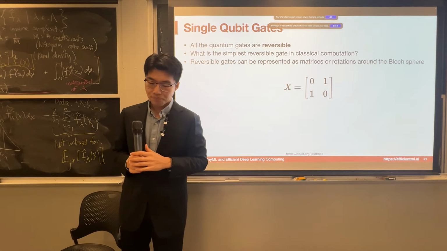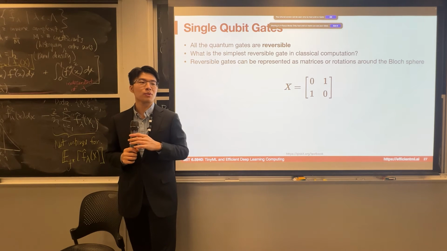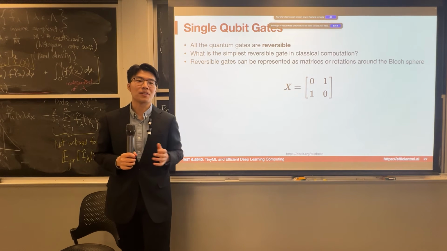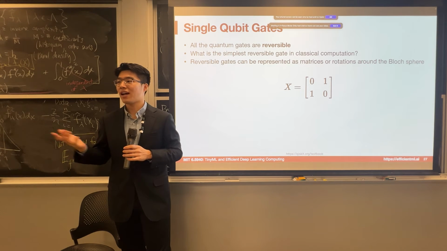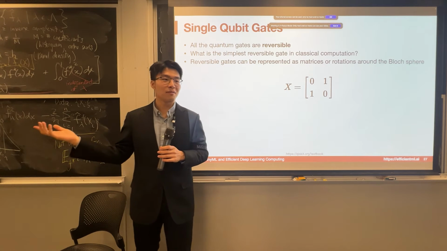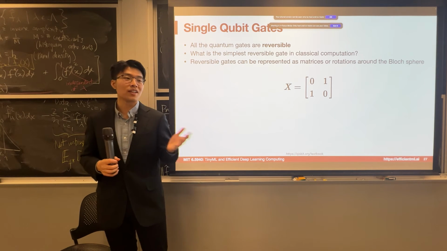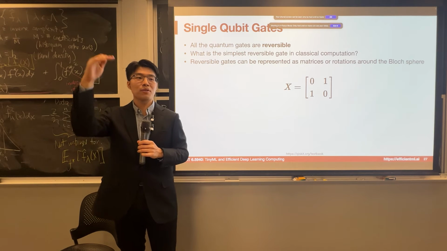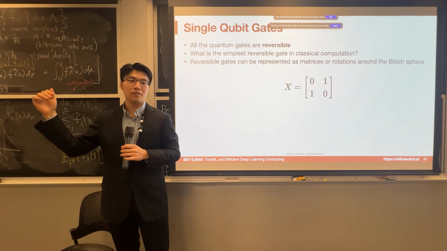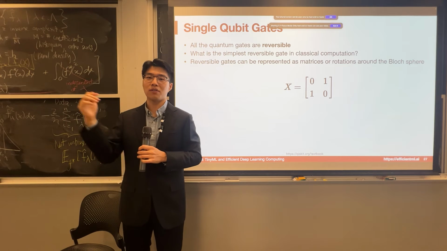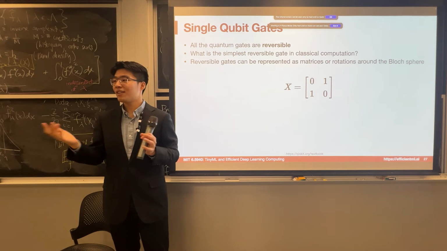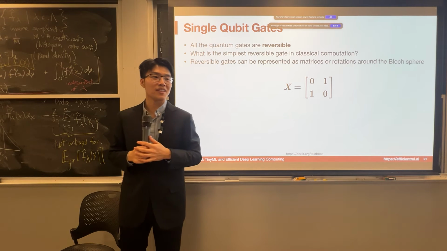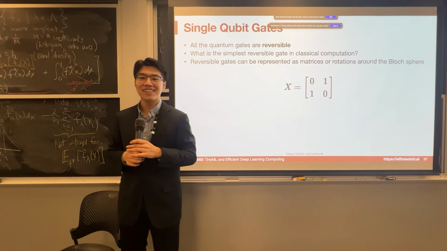So just a simple question: what is the simplest reversible gate in classical computation? In classical computation, we have a NOT gate. We have this XOR gate, but XOR is maybe not a reversible one because we have two inputs and only one output. We cannot recover the two inputs from the output, right? So what is the simplest reversible gate in classical computation? Any ideas?